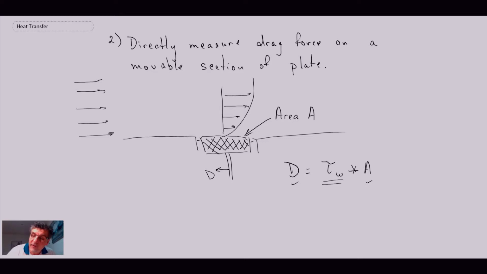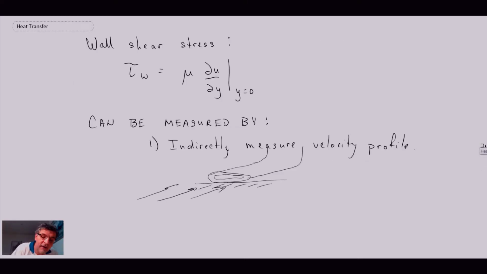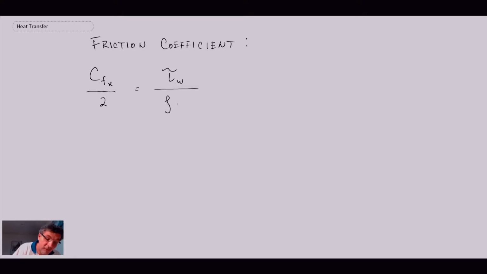So we would measure that, we would know that, we would get the wall shear stress. And once you have the wall shear stress, which is what we're after here, you can then determine the friction coefficient. And so the friction coefficient, I'm going to put it here as a function of location on the plate. If we divide the friction coefficient by 2, we have our wall shear stress divided by the dynamic pressure, but I've divided by 2, so it's going to be rho u infinity squared.